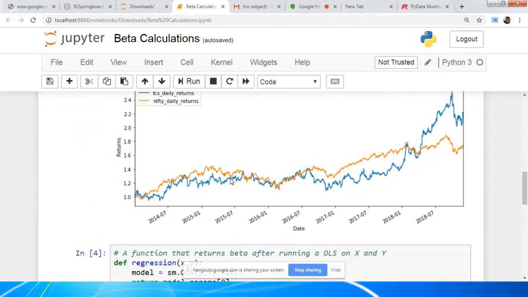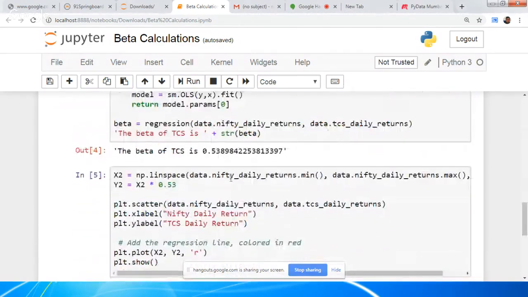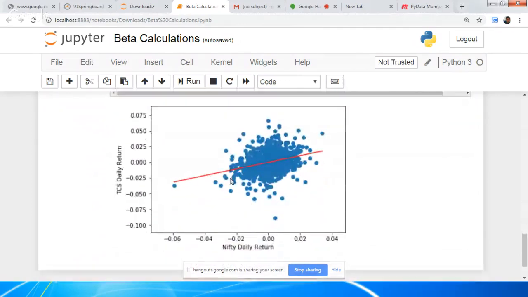And the next is I will run a linear regression between TCS daily returns and Nifty daily returns. So this is a scatter plot where the y-axis is TCS daily returns and the x-axis is Nifty daily returns. And you can plot the best fit line, and the slope of that line will be the relationship between the two. In mathematical terms, it's the beta, which explains the relationship between y and x.